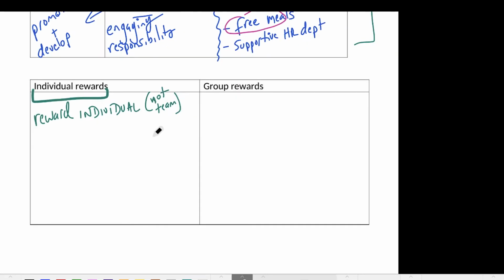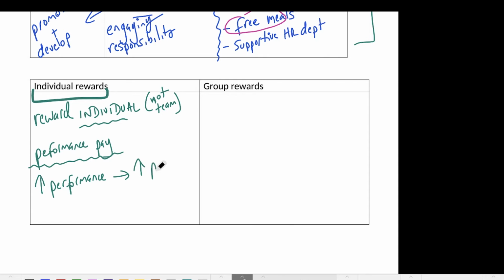So we are rewarding the individual and not the team as a whole. One way of rewarding individuals for their performance is, well, through performance pay. And basically it's kind of how it sounds, right? The better you perform, the stronger your performance, the higher you will be paid, and this could include bonuses as well. So the stronger you perform, the more money, the more reward you will get.